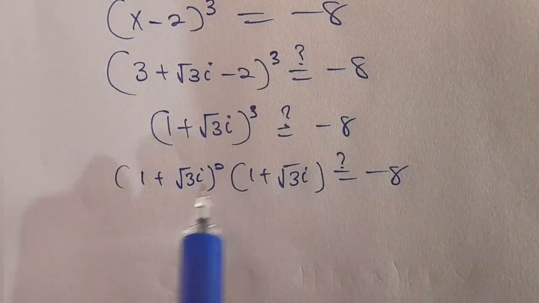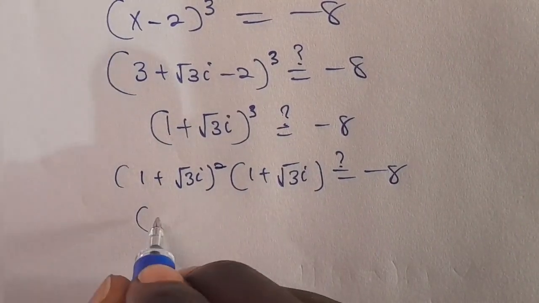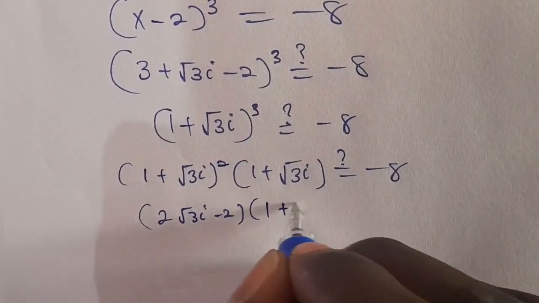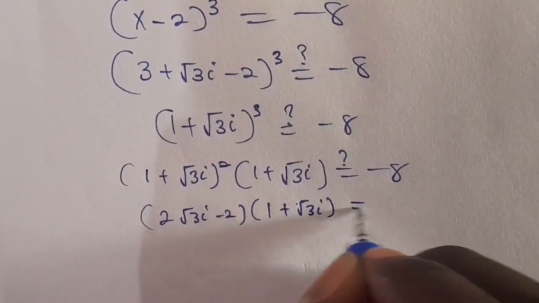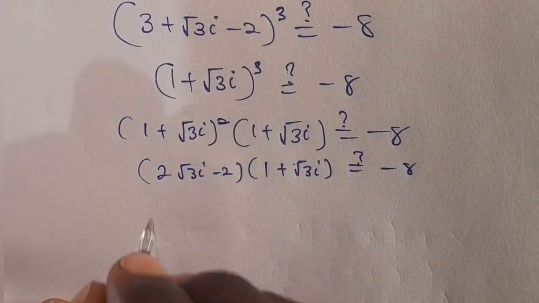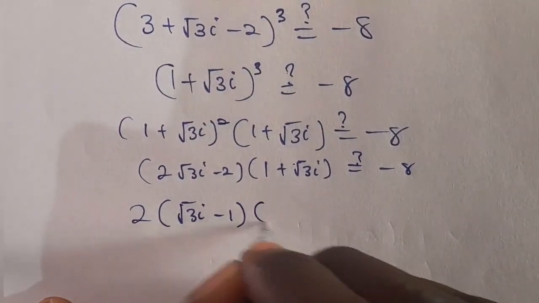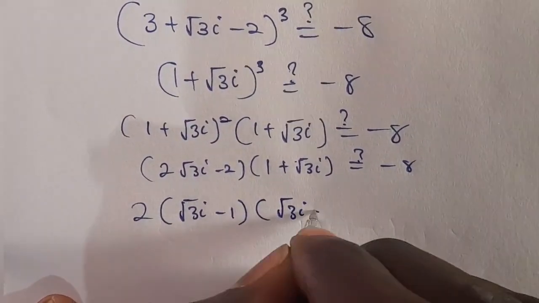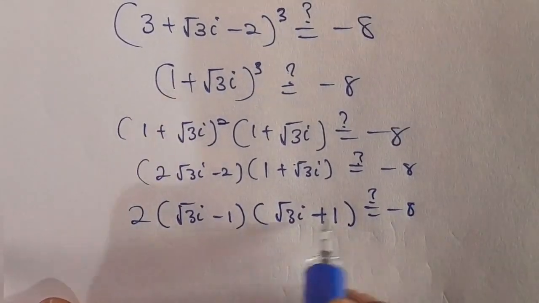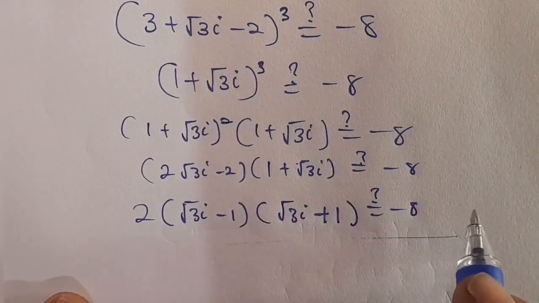So now from here, when you open this one, we're going to get (2 root 3 i minus 2), then multiply by (1 plus root 3 i), then it's going to give us minus 8. So from here, we have 2 into (root 3 i minus 1). Then this one will now be (root 3 i plus 1). Then it's going to give us minus 8. When you multiply this together with this, you are going to get minus 8 at the right hand side.